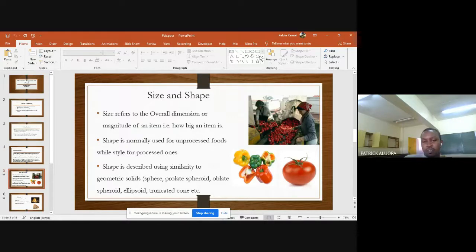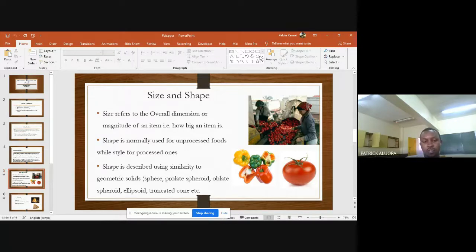So now class, how do we define size and shape as used in the food industry? In dictionary terms, size refers to the overall dimension or magnitude of an item. Basically that is just saying how big an item is. Shape is normally used in reference to unprocessed food materials, while for processed food materials we have what we call style. So style is a term used to refer to processed foods, while shape is for unprocessed food products.